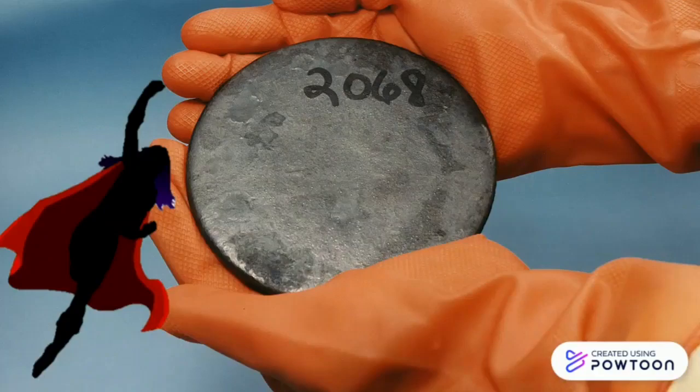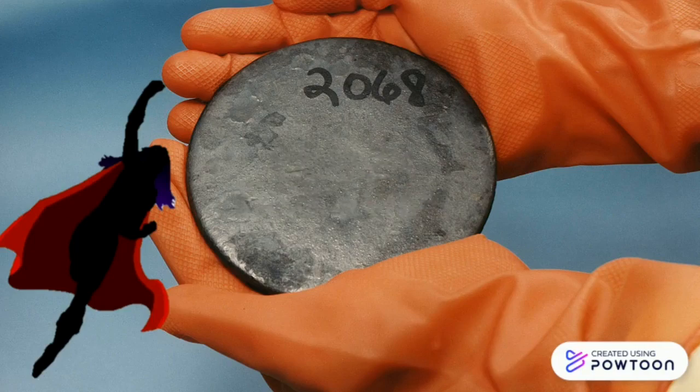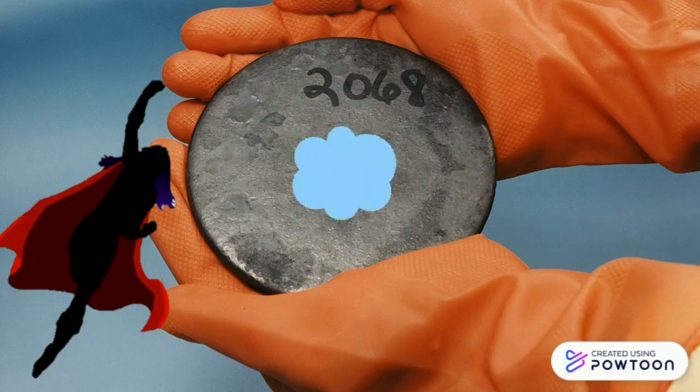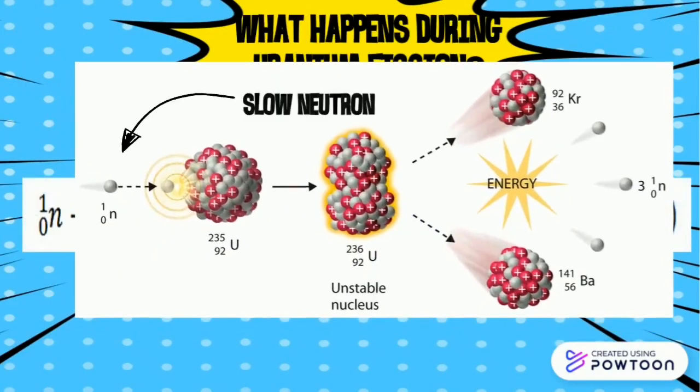Uranium-235 is the only atom that can perform fission. Although uranium has 8 isotopes, which are uranium-233 to uranium-239, uranium-235 is the most active of them all and the most unstable. During uranium fission, a slow neutron enters the nucleus of uranium-235, which causes it to become highly unstable and become uranium-236, which has a life of a few seconds.